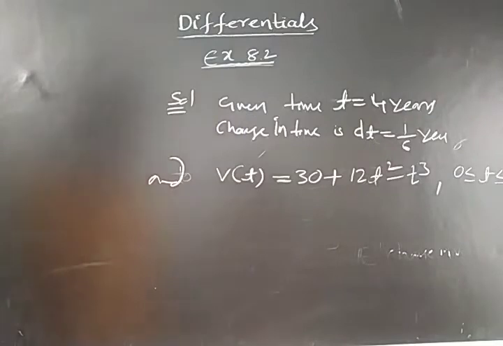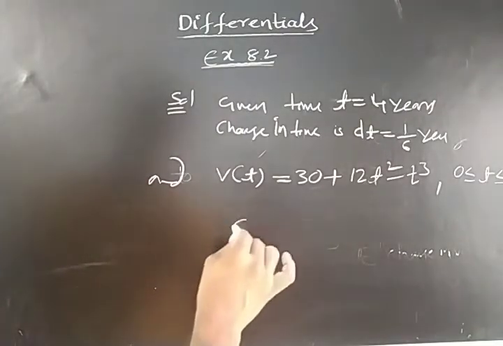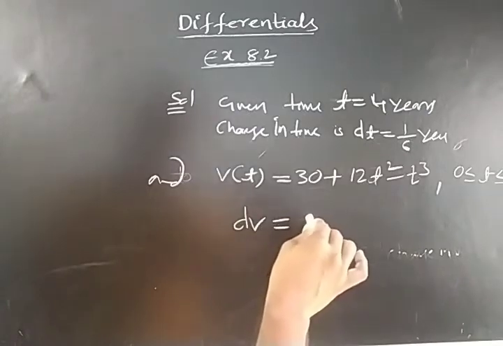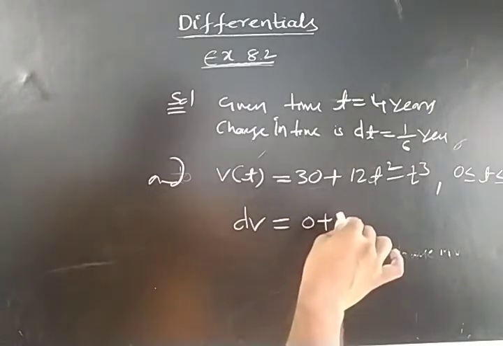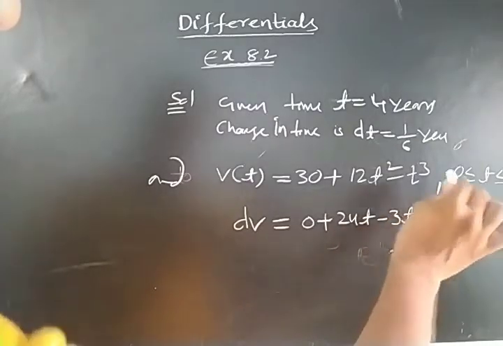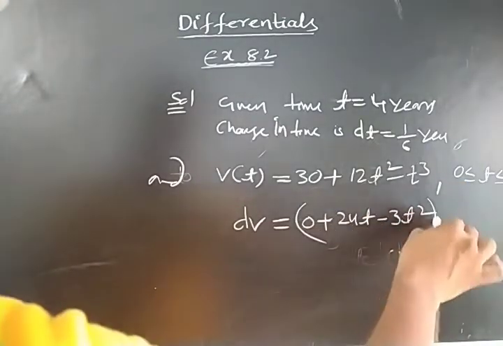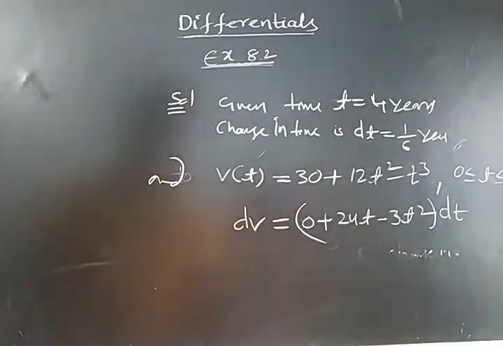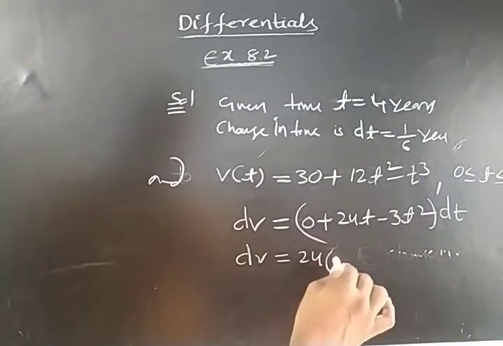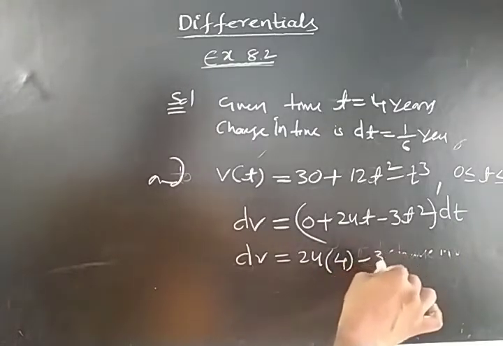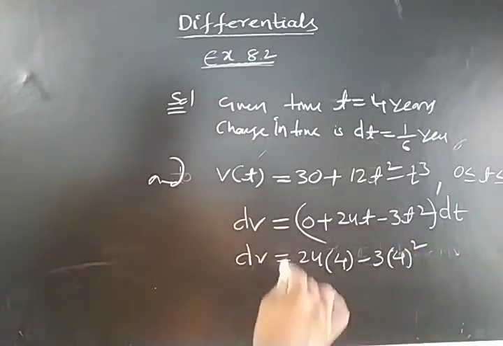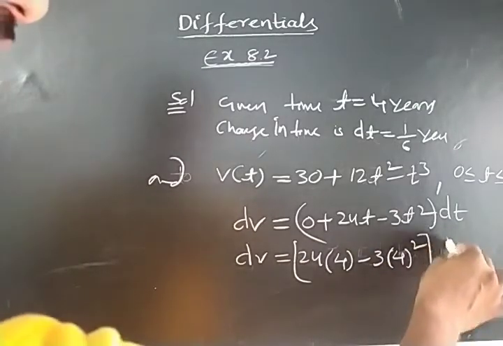Now let us differentiate it with respect to t on both sides. So dV equals 30 derivative 0, 12t square derivative is 24t, t cube minus 3t square, into dt. Substitute the values. So dV is 24 into t, in place of t 4, minus 3 into 4 square, into dt is 1 by 6.